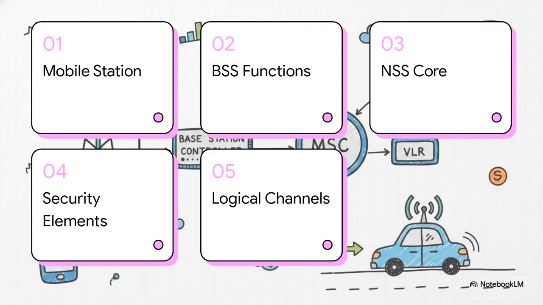To keep things flowing, here's our roadmap for today. We'll start inside the mobile station, move on to the base station's subsystem functions, then hit the network switching subsystem core, check out the GSM security authentication elements, and wrap it all up with logical and broadcast channels.